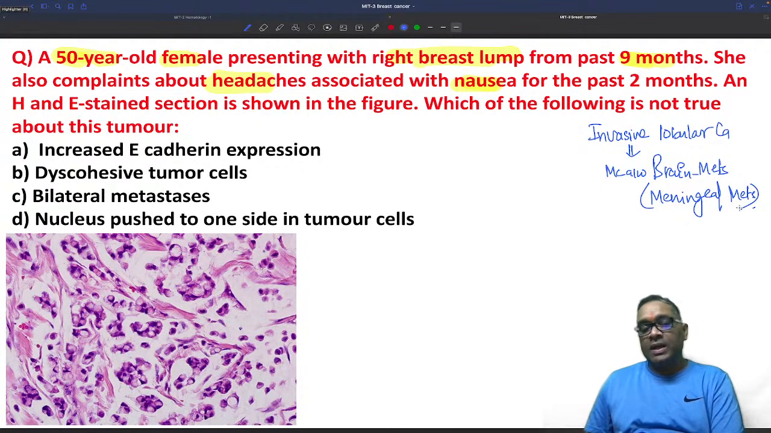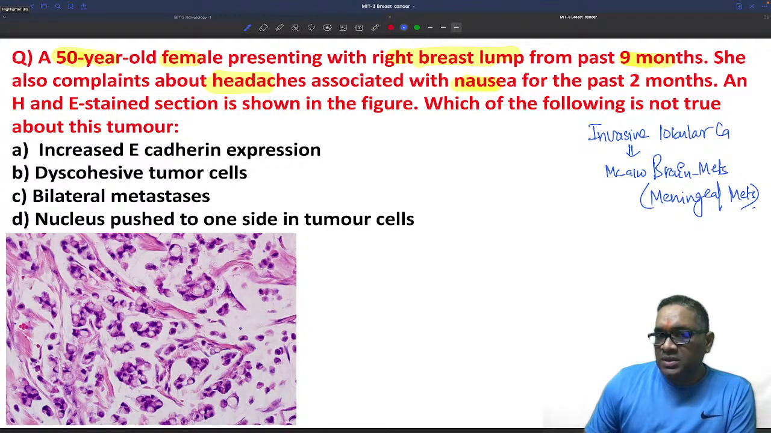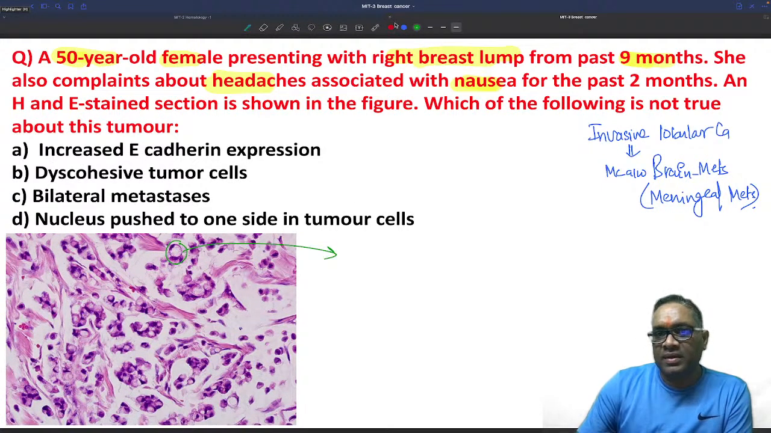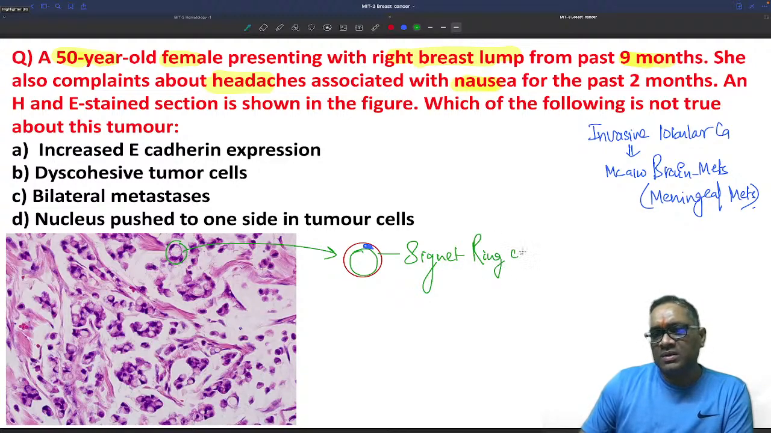Absolutely correct, Nitish. Now in this histopathology image from the patient, you can notice that this cell, if I mark it here, has a lumen in the cell and the nucleus has been pushed to the periphery, because mucin is pushing it to the periphery, right? So this is called a signet ring cell.